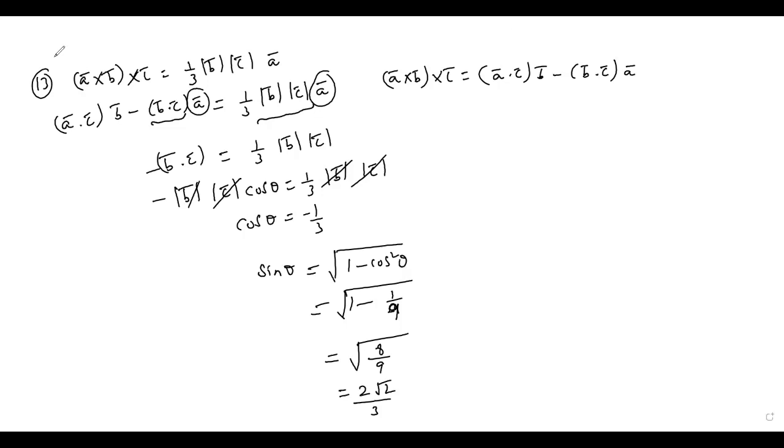Now, coming to the 14th one. What is the 14th question given? A line meets the plane, at which point they are asking. Okay, now what is the line given? Line is x minus 1 by 2 equal to y minus 2 by 3 equal to z minus 3 by 4. A line and plane both are intersecting at one point. At which point we don't know.